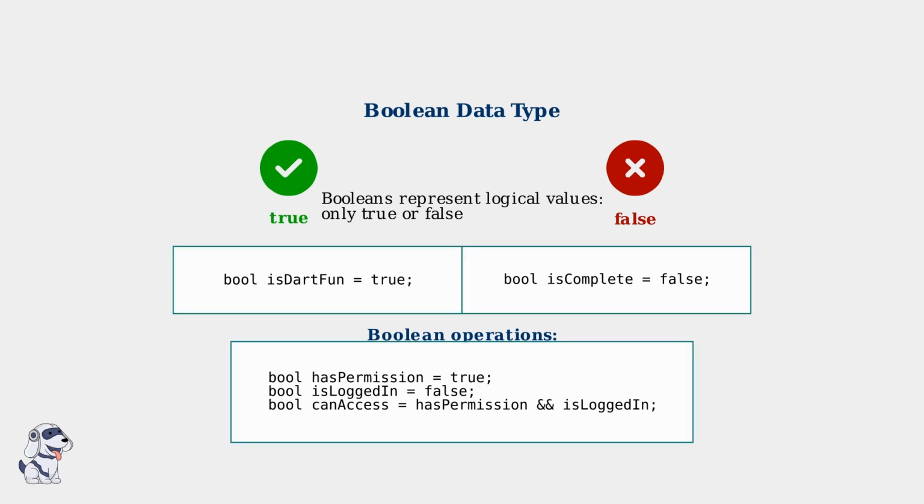To summarize, strings handle text data and can use either single or double quotes, while Booleans represent logical true or false values. Both are essential data types you'll use constantly in Dart programming for building robust applications.